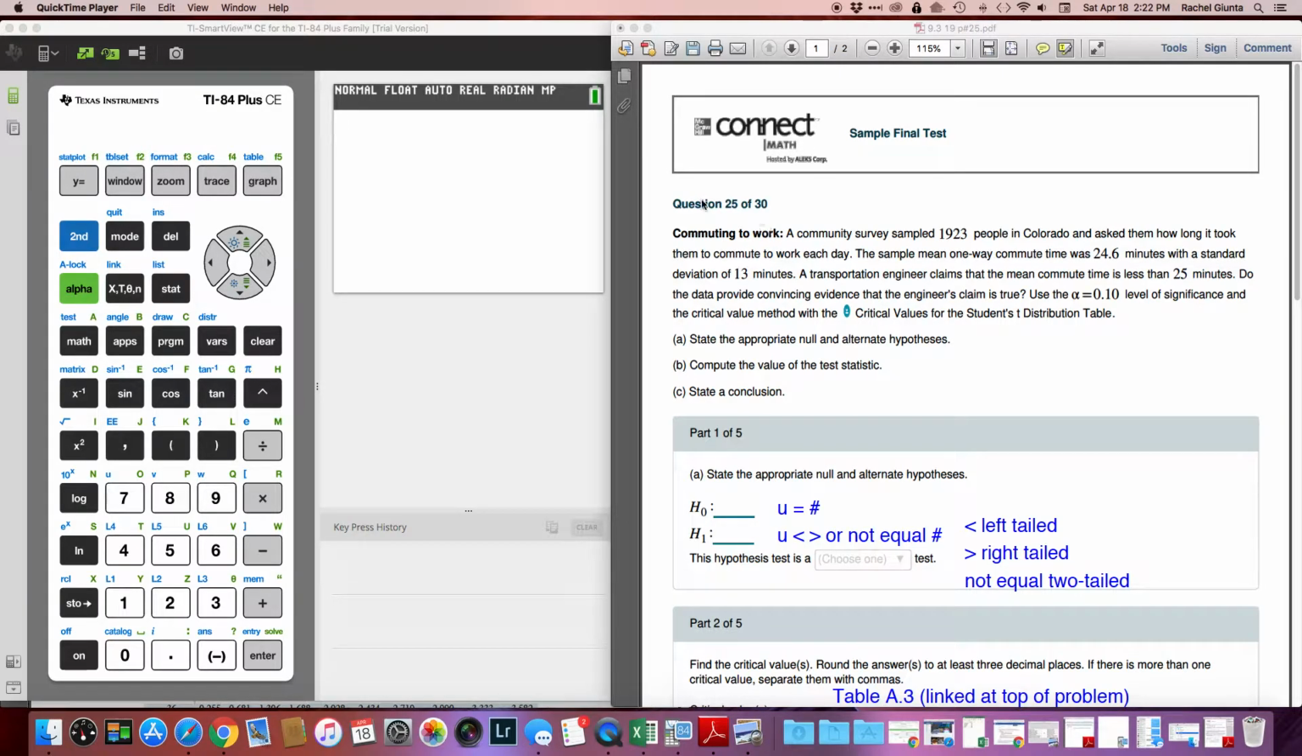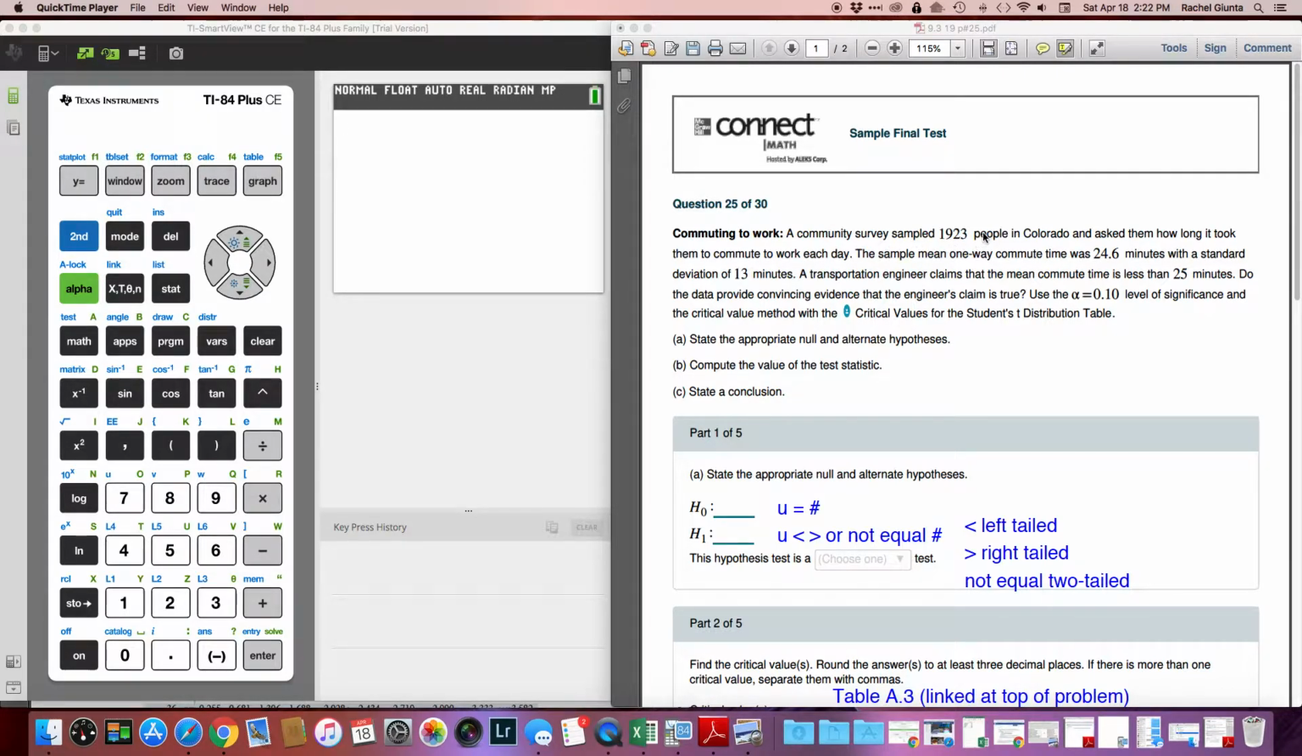So this is question 25. It's the first one from 9.3. All of the chapter 9 questions are from 9.3, but they're all a little bit different from each other. So I'm going to go over each one by one.